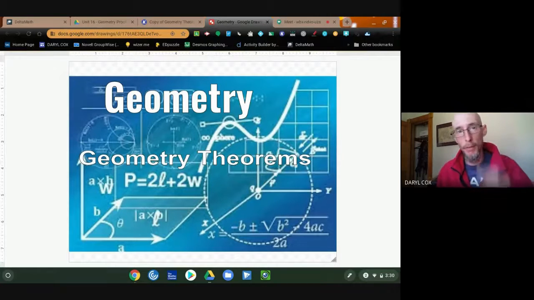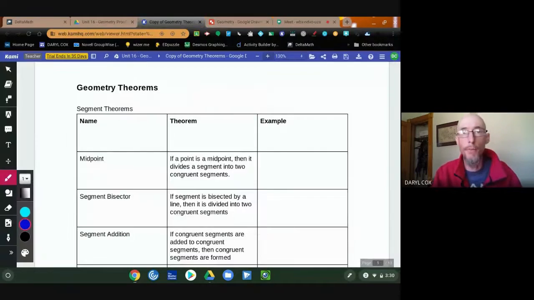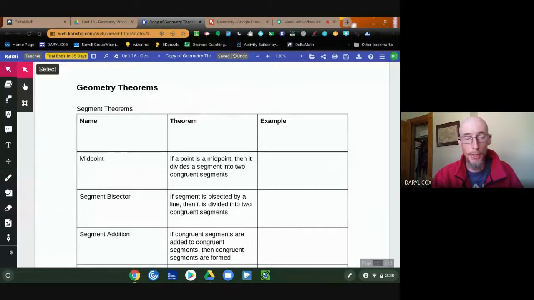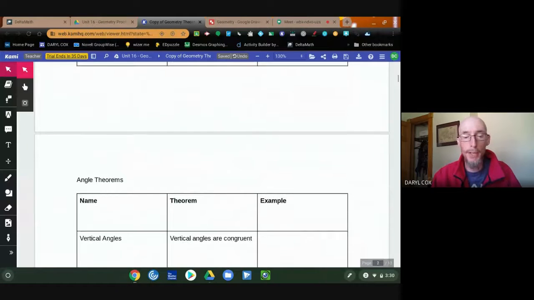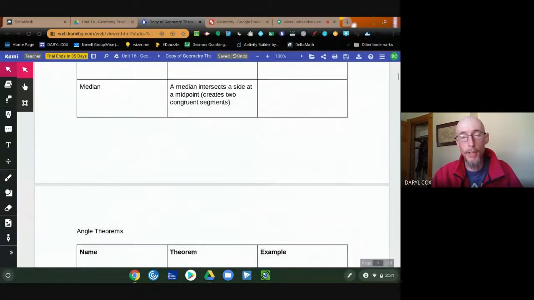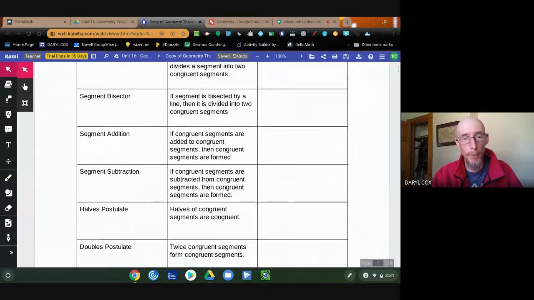To do this, I'm going to give you a long-term project. I don't expect this all to get done in one night. Let's take a look at what you've got. You're going to get this form on your Cami sheet, and it gives you all the different things we have. We have midpoint, segment bisector. I've broken this up into different forms so that you're looking at things like segment theorems, and then I've got some theorems about angles. And notice I've given a name of the theorem. Some of these are real names. Some of these are names I kind of just made up. Then the theorem itself, and then it says example. Your job is to do the example part.